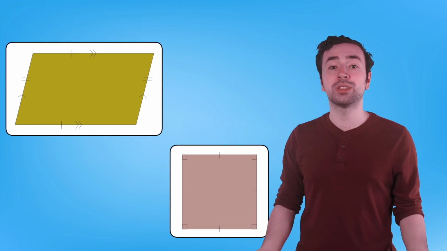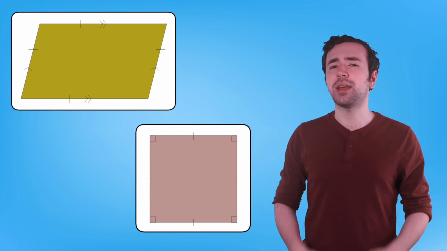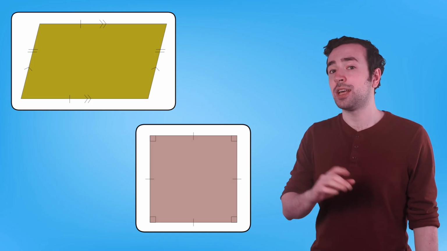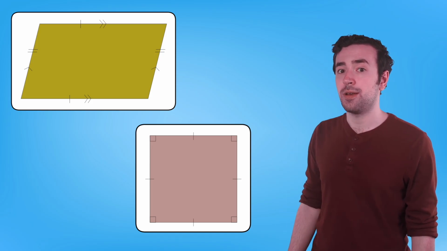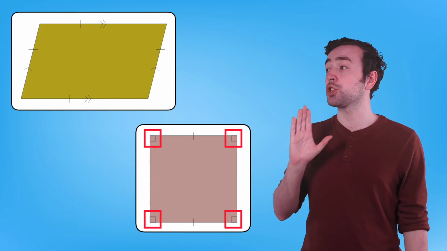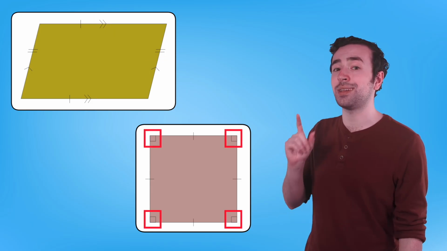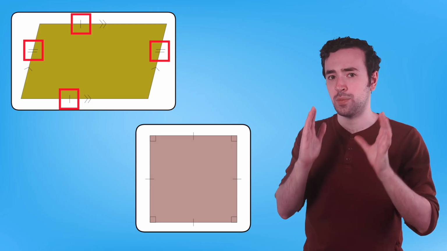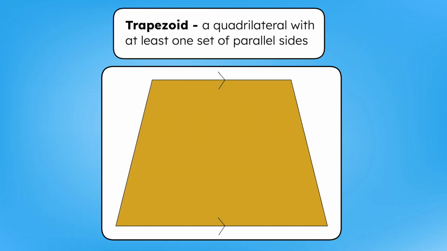Different quadrilaterals have different names, depending on the kinds of sides and angles they have. We can use symbols to help us show those properties. Arrow feathers show which sides are parallel. A small square in the corner shows a right angle, and hatch marks show which sides are the same length. A quadrilateral with at least one set of parallel sides is called a trapezoid.